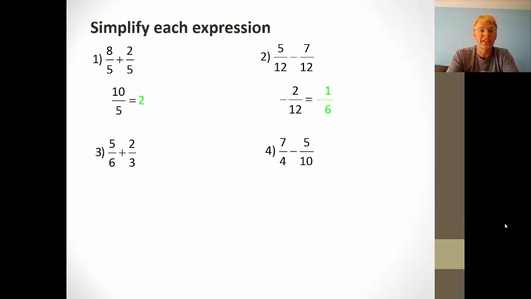So in the first two, we can see pretty straightforward. We keep the denominators the same because they are the same, add or subtract the top. Notice both of these fractions needed to be reduced to be fully simplified there to 2 and negative 1/6.